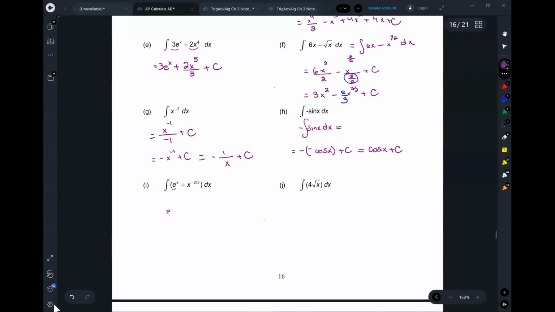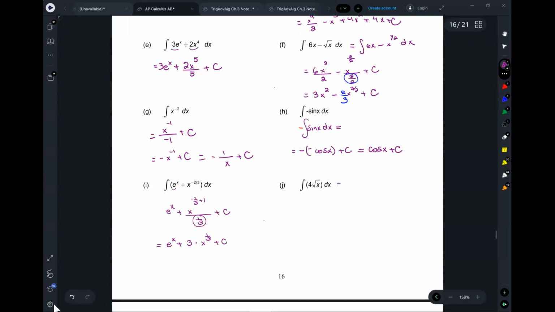Antiderivative of e to the x is e to the x plus, here I have x to the negative 2 over 3 plus 1. What will that be? 1 over 3. So I divide by 1 over 3 plus c. So this is e to the x plus, remember, I'm dividing by 1 over 3, so it'll be times the reciprocal, 3 times x to the power of 1 over 3 plus c.